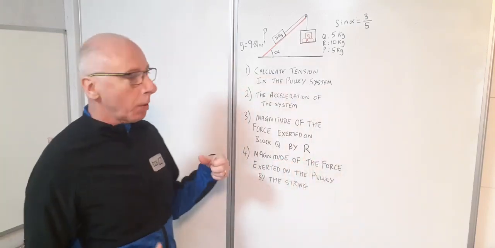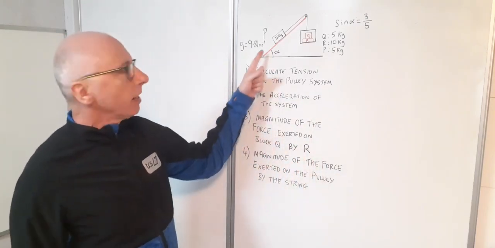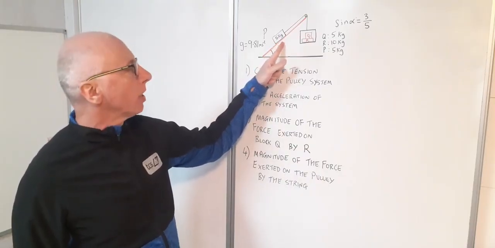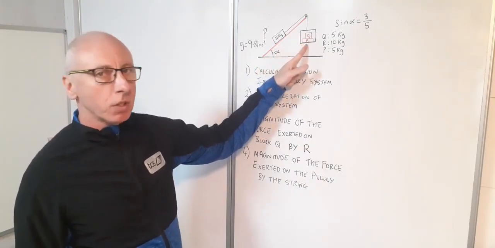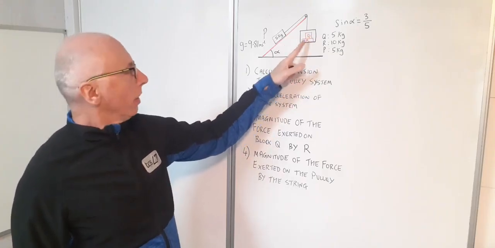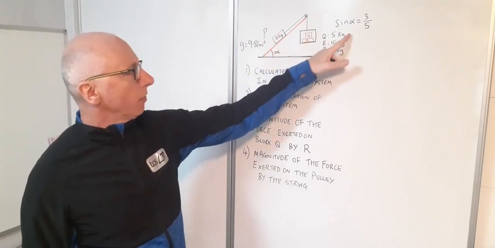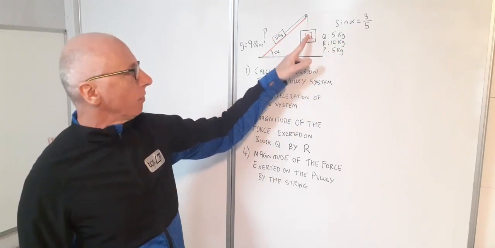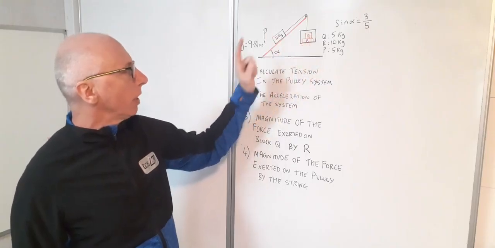So we've got a question here where we've got a pulley system on an inclined plane with a weight here which is 5 kilograms. And in here we've got some sort of crane system with two blocks, Q and R. Now the mass of P, Q and R is 5 kilo, 10 kilo and 5 kilo. So Q is 5 kilo, R is 10 kilo, P is 5 kilo.